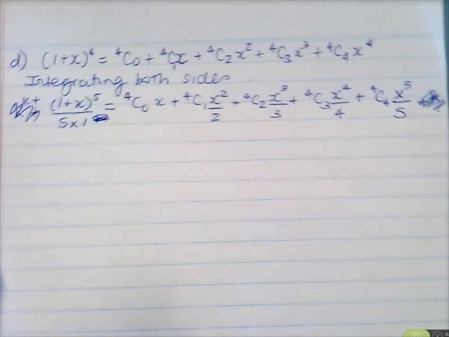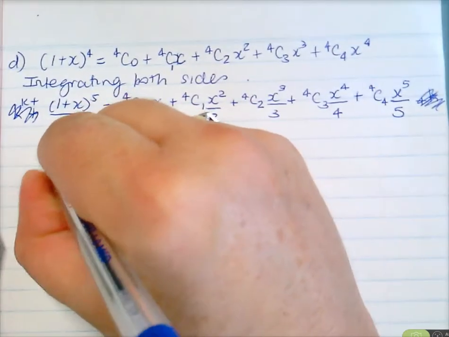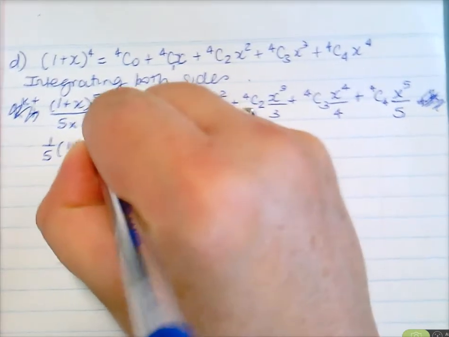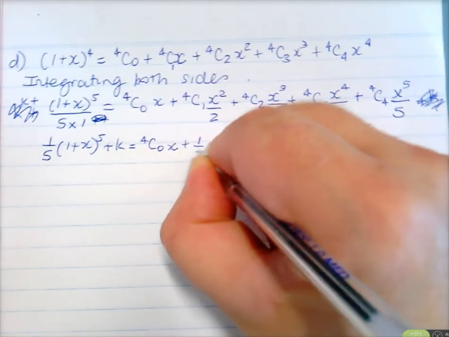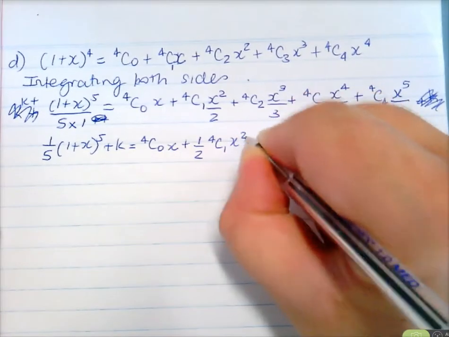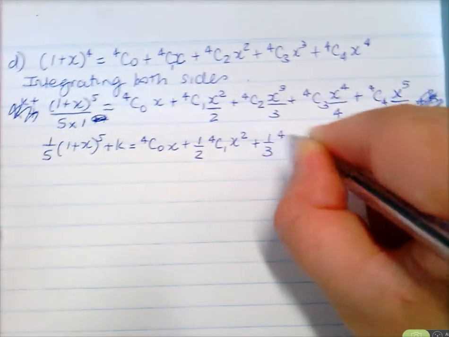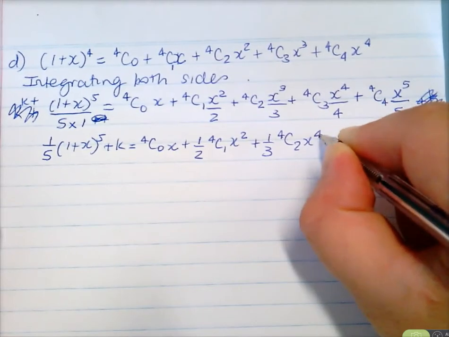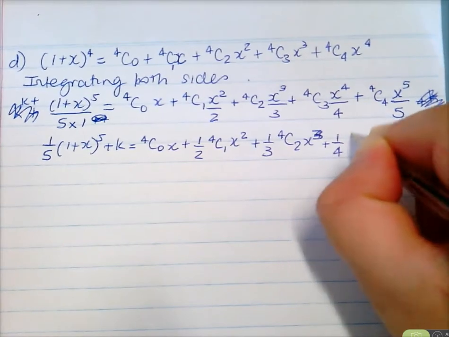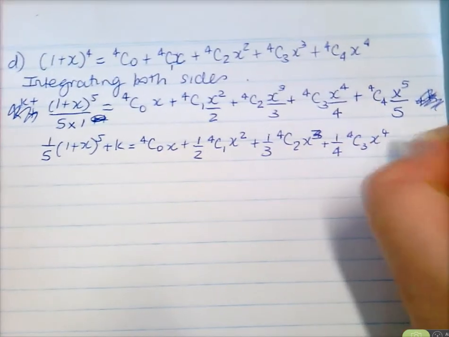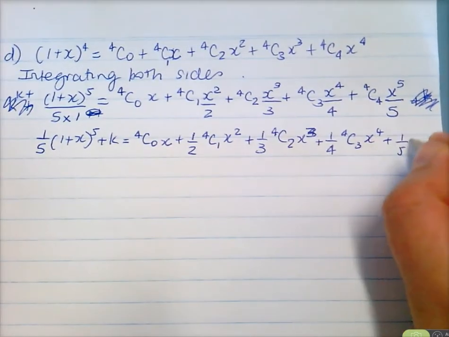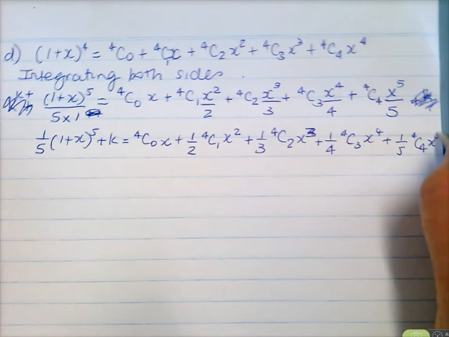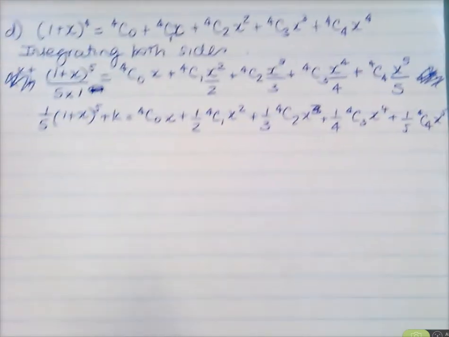They're just showing it as 1/5 as opposed to over 5. So therefore you've got 1/5 (1 plus x)^5 plus k is 4 choose 0 x plus a half 4 choose 1 x squared plus a third 4 choose 2 x cubed, no, it's not x to the 4, x cubed, plus a quarter 4 choose 3 x to the 4 plus a fifth 4 choose 4 x to the 5. So you've shown that identity.